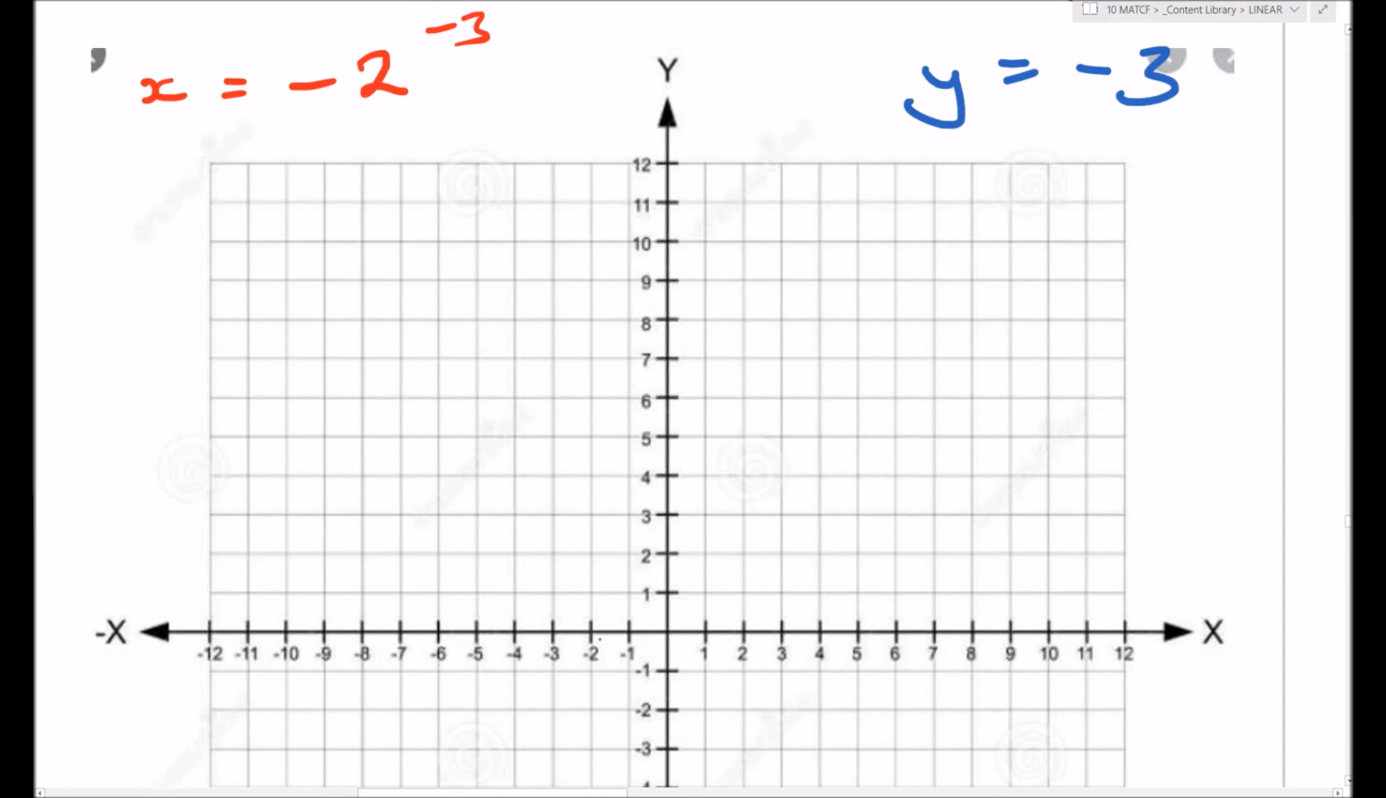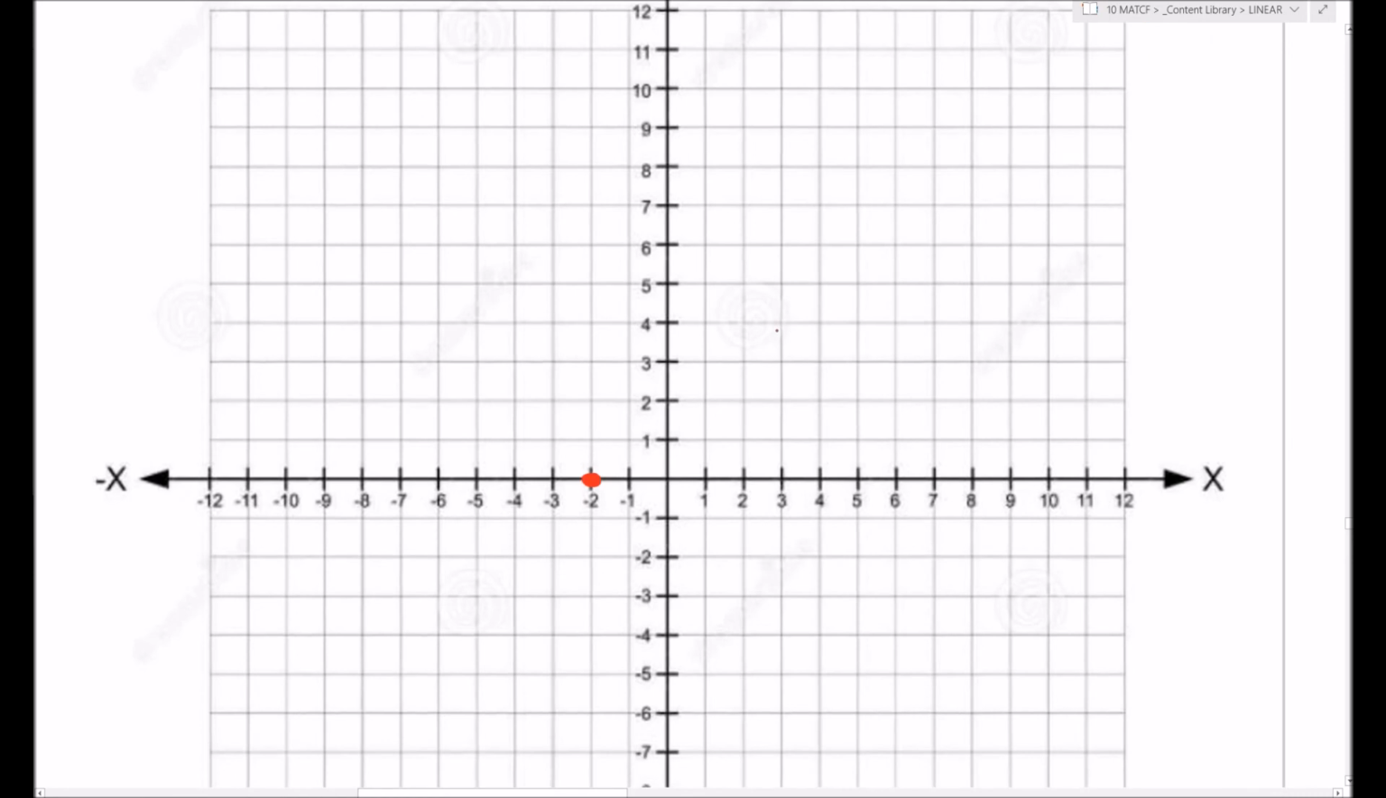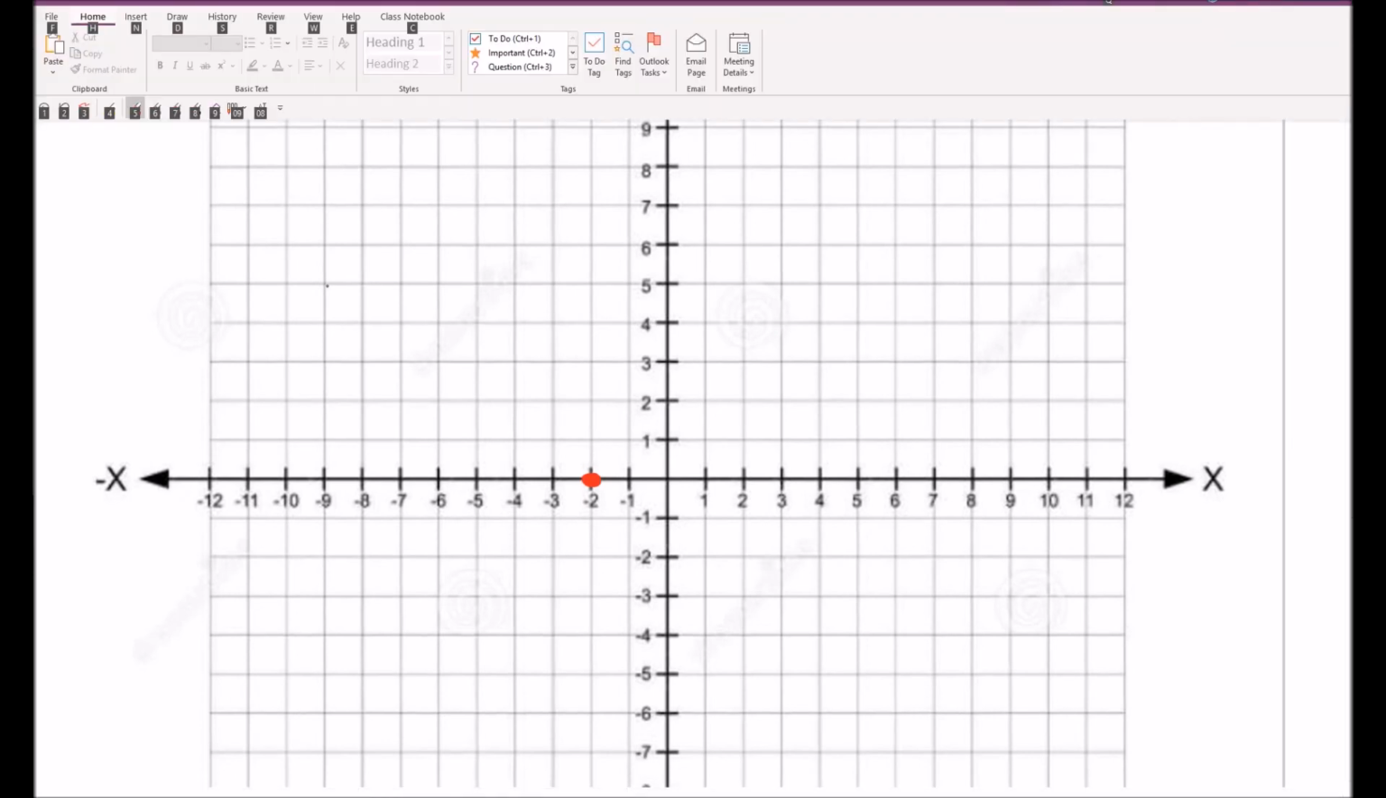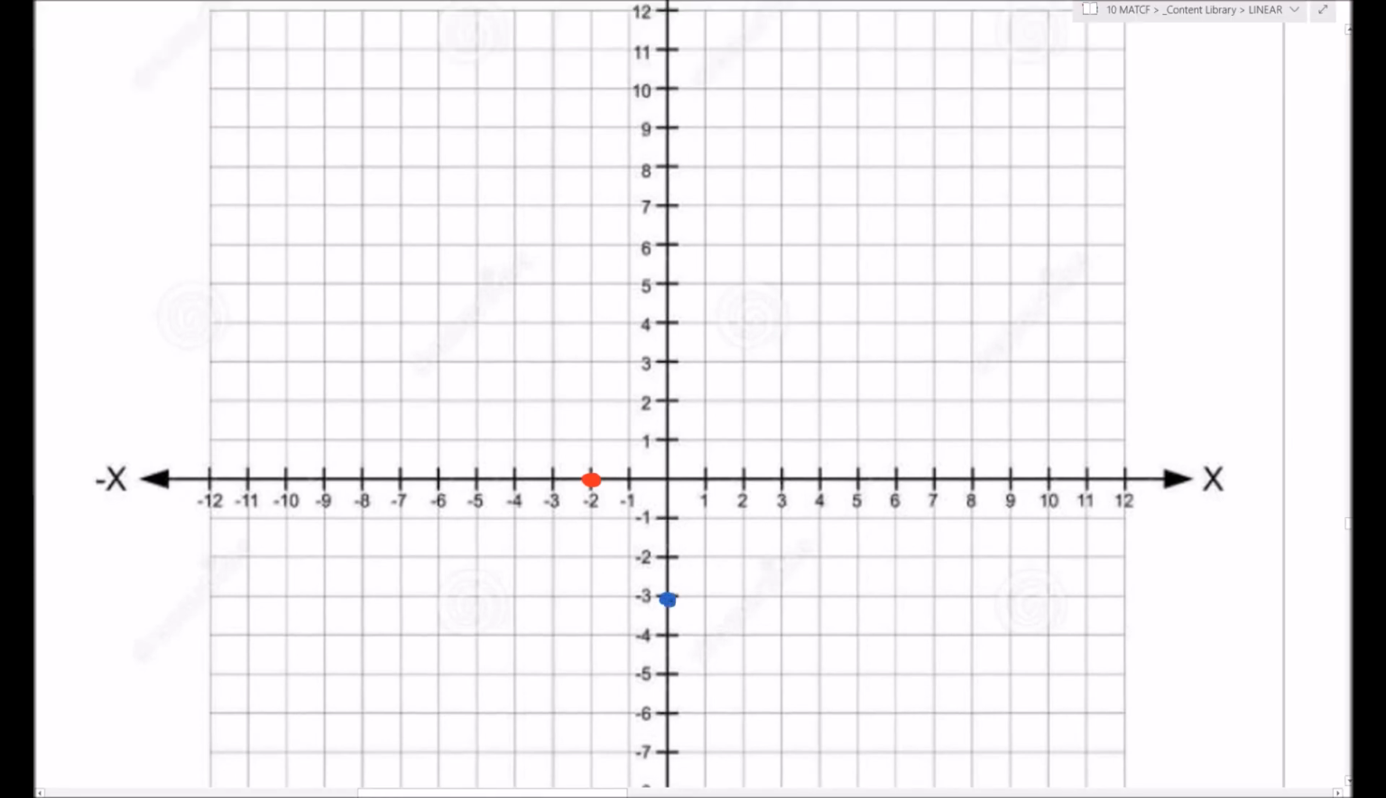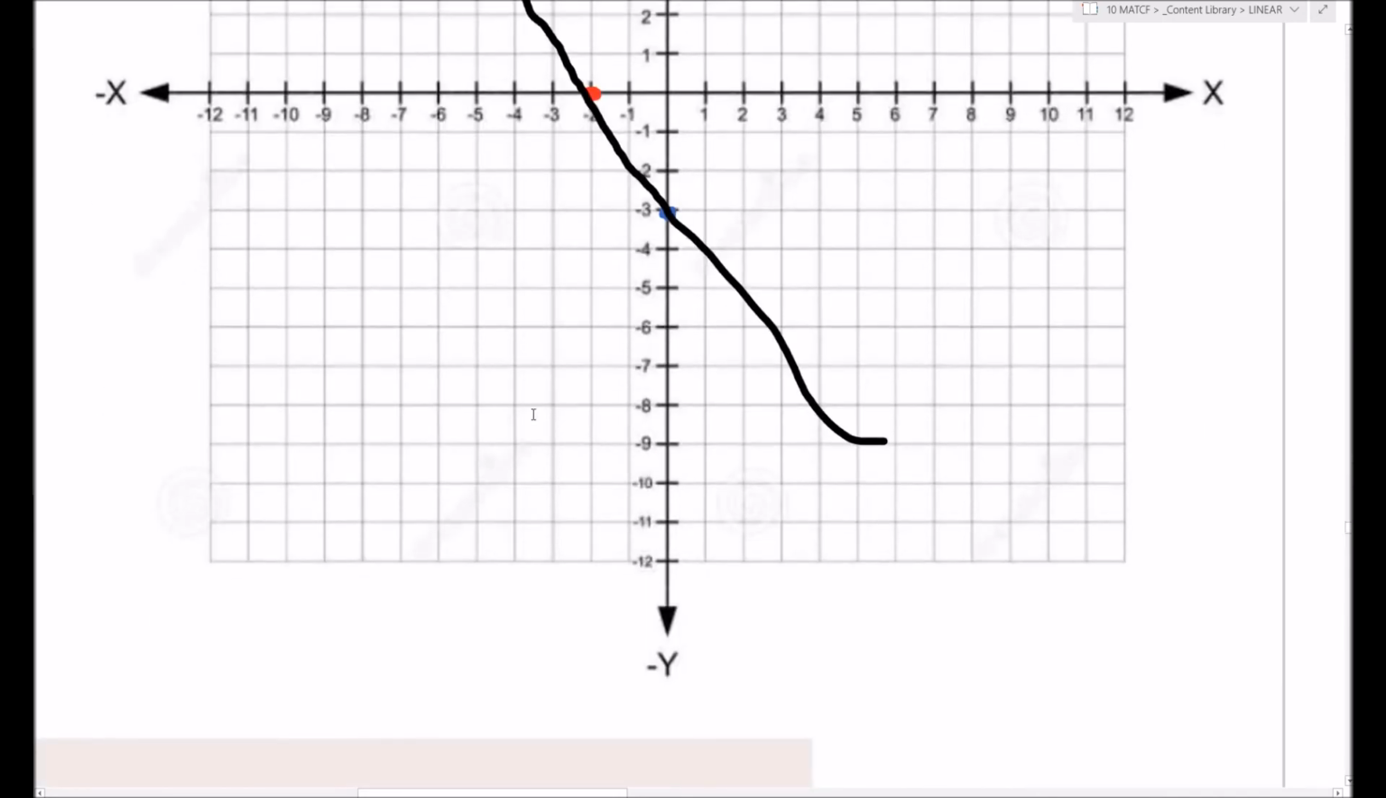Negative 2 on the x-axis is right here. And then negative 3 on the y-axis for my y-intercept. Okay, so that would be here. And then from there, join the dots, and you'll have drawn your line for that rule.